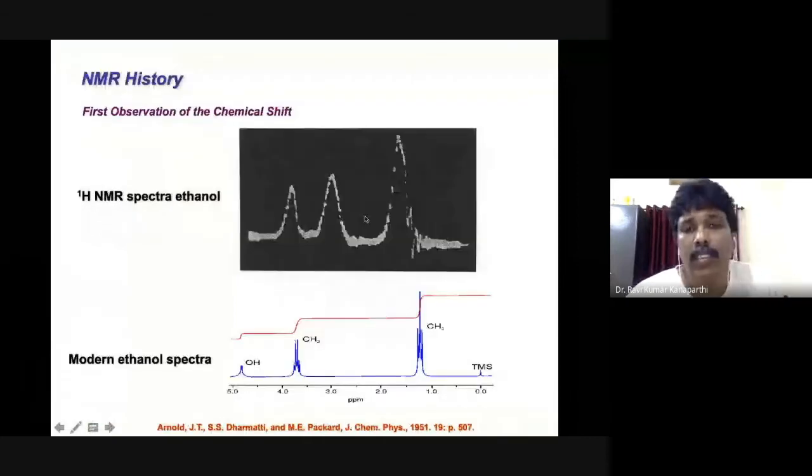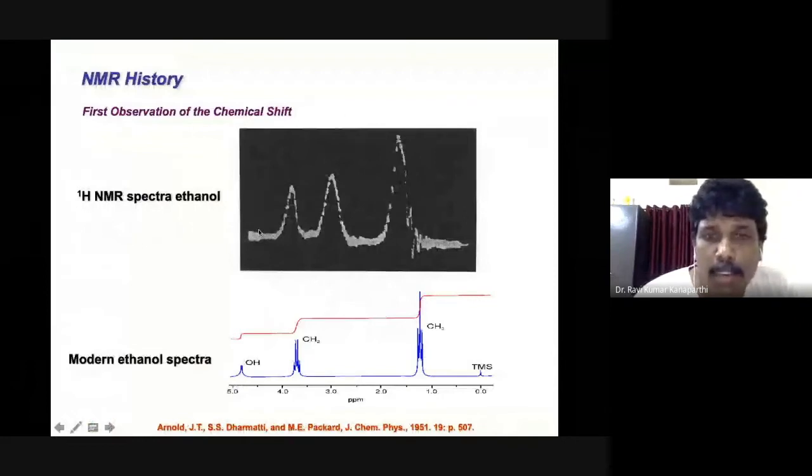And then, you can see in the upper panel, this is the nuclear magnetic resonance spectrum of ethanol, where you don't see any splitting pattern, but only three different peaks, which gives you the information that three different types of nuclei are present. And the modern NMR spectrum of ethanol is shown below. You can see that this is a highly resolved NMR spectrum of the ethanol molecule, which is totally different from what you see in the upper panel. But this is the older recording of the ethanol spectrum.